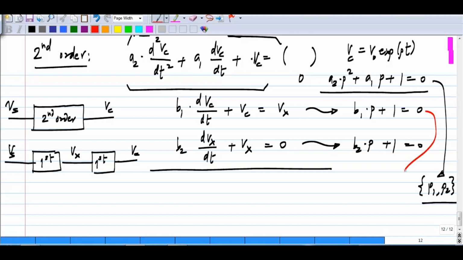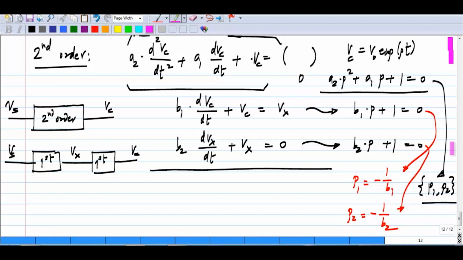Now this has a single root. P1 is minus 1 by b1, and similarly this has another root, P2 is minus 1 by b2. So the two roots of the characteristic equation now become, one of them is the root of this and the other one is the root of that one.